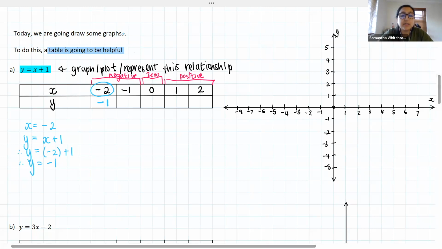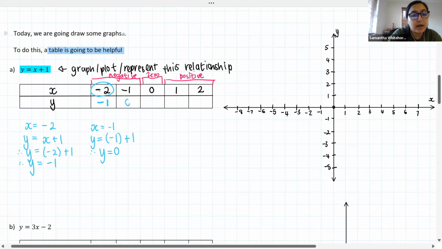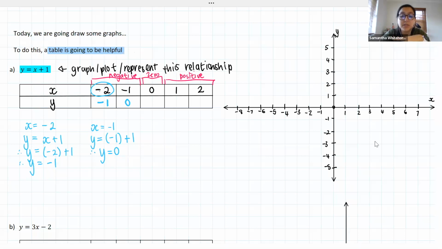Now we do exactly the same thing with all of our other input values. So if we look at x equals -1, y is equal to, and I substitute my -1 plus 1. -1 plus 1 is 0. So my output value here is 0. So whenever you are trying to find your output values, you just substitute an input in order to get y.